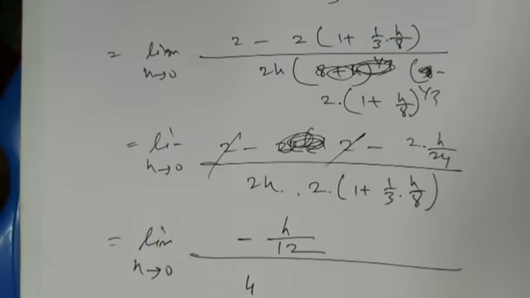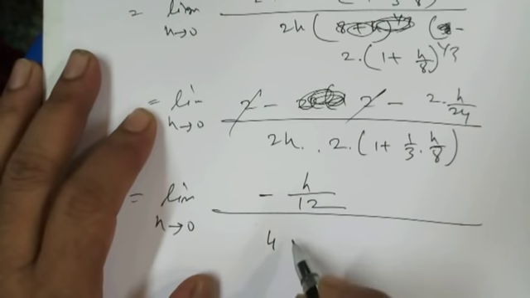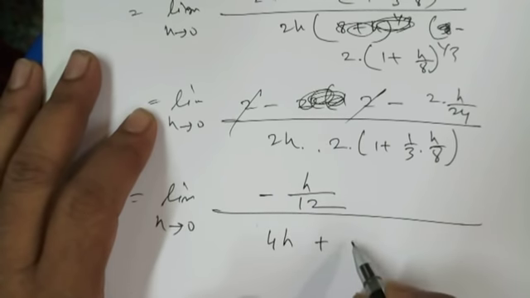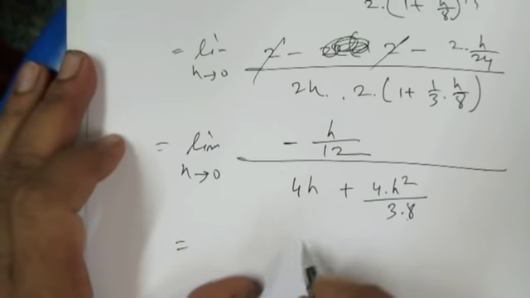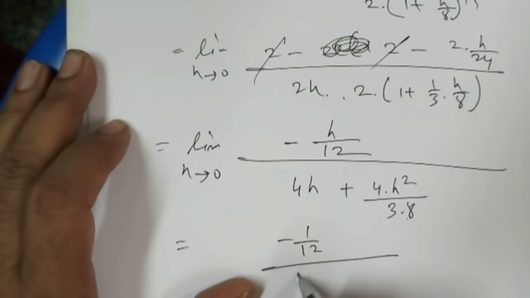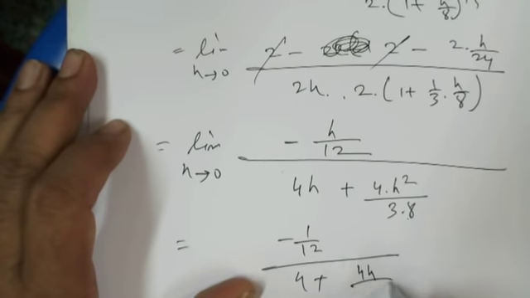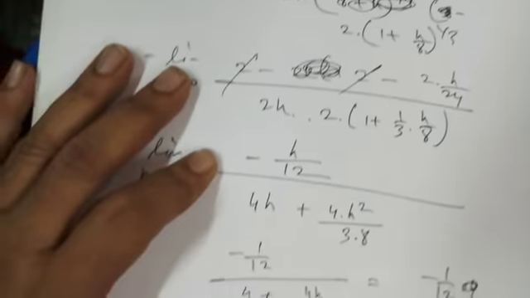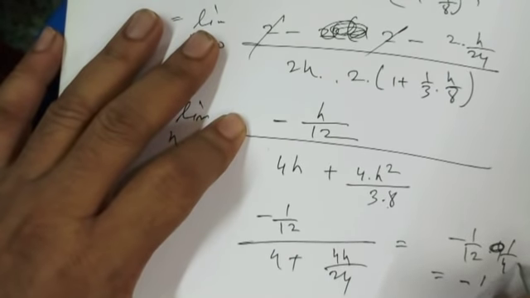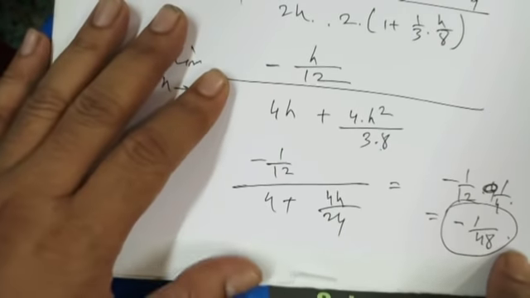And here 4h plus 4h square upon 3 multiplied by 8, and this will be h cancel, then this is 1 upon 12, and 4 plus 4h upon 24, and this is minus 1 upon 12 into 4, and this will be 4 is down, so 1 upon 4 minus 12, this is 1 upon 48. This is the answer, minus 1 upon 48.